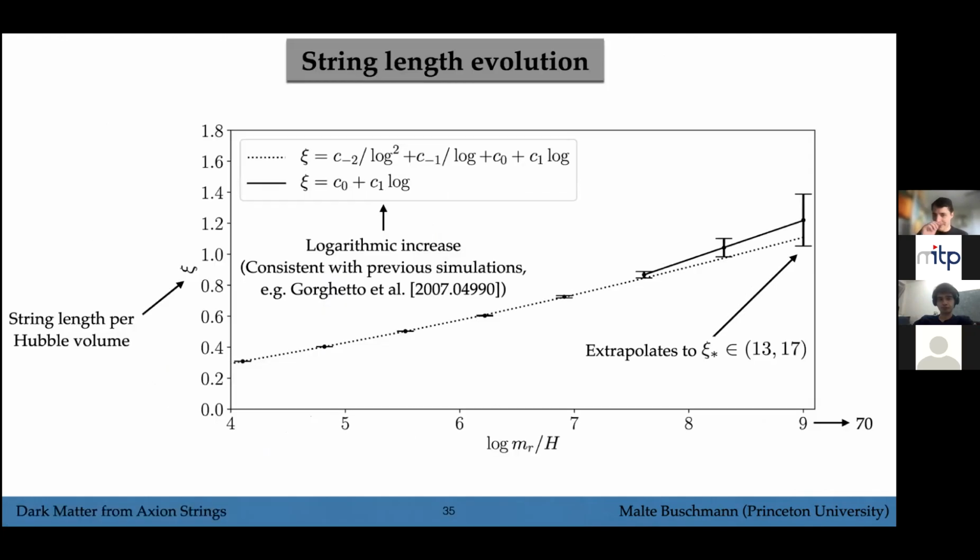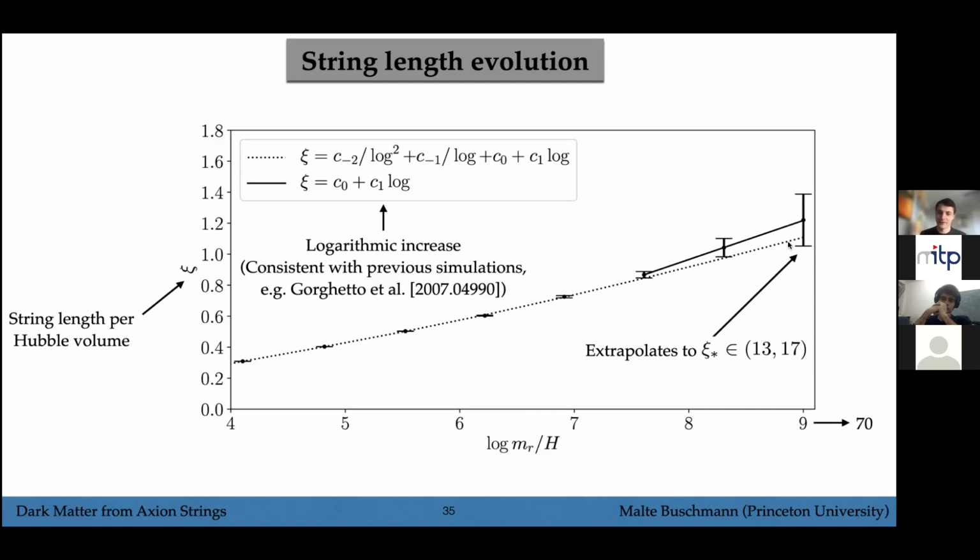All right, so let me show you some of the results. The first thing is the string length, shown here as a function of time, or as a function of the scale separation. On the y-axis, you have the string length per Hubble volume. And what we find is that it is logarithmically increasing over time. That is entirely consistent with the previous work by Marco and Giovanni and Ed. So there's nothing really new in what we find here.